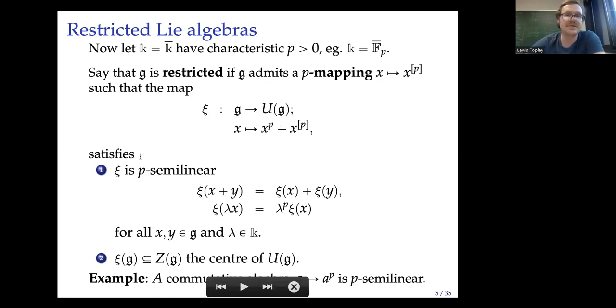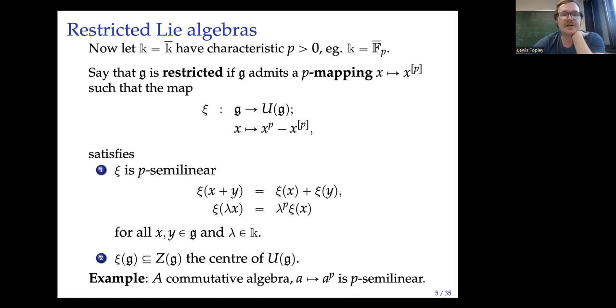should satisfy two conditions. The first is that psi is p-semilinear. That means that it's additive, but also that it's almost linear with respect to the scalars: you just pick up a little twist by the Frobenius, and this should hold for all x, y, and lambda. The second property is that psi of G should lie in the center of UG.